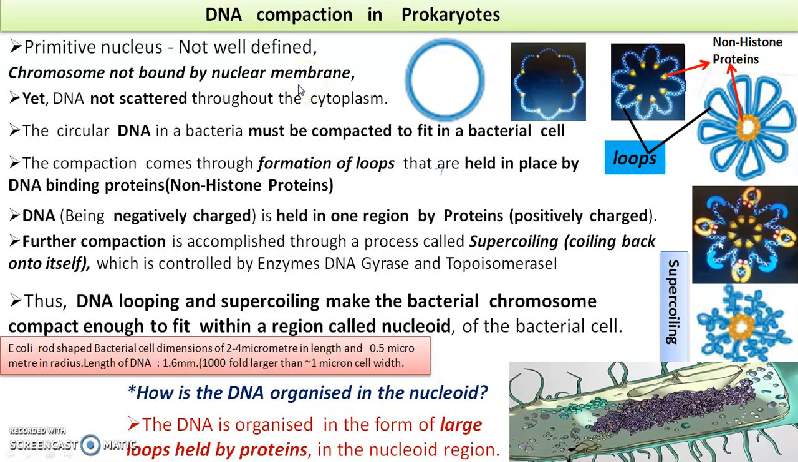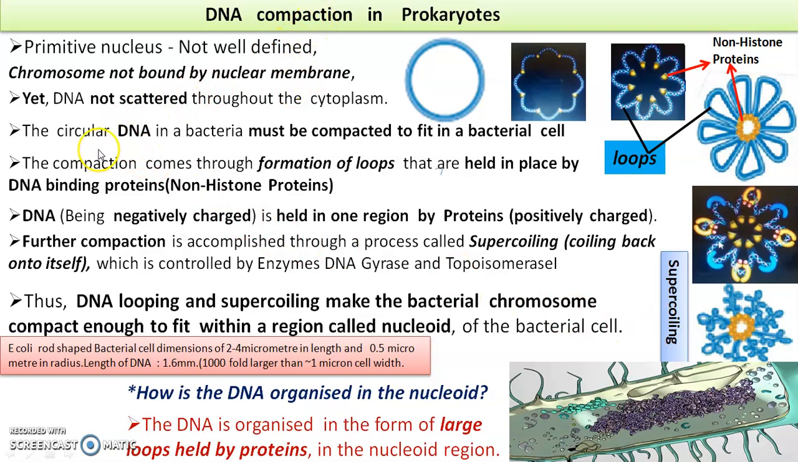But still, this is a bacterial cell. The chromosome is not bound, but it is not scattered anywhere. It is not scattered throughout the cytoplasm. It is held or concentrated at a particular region called nucleoid. Nucleoid, devoid of nuclear membrane. An area devoid of nuclear membrane. So how is it concentrated there? We'll go through the steps of packaging or compaction.